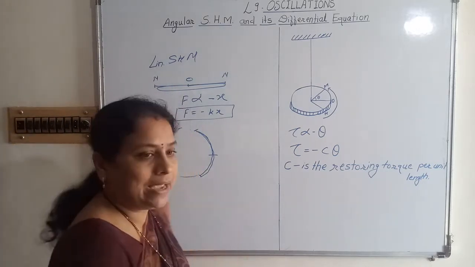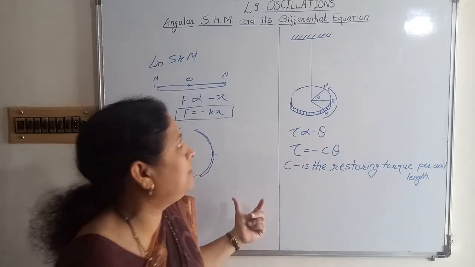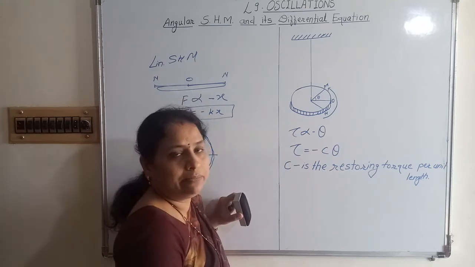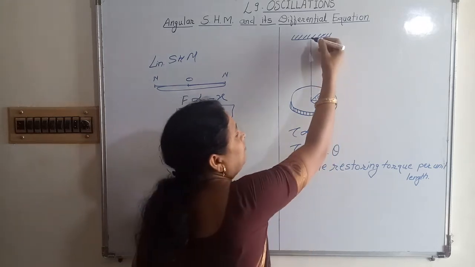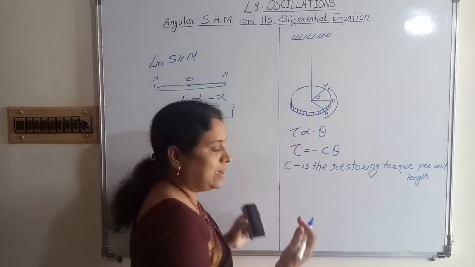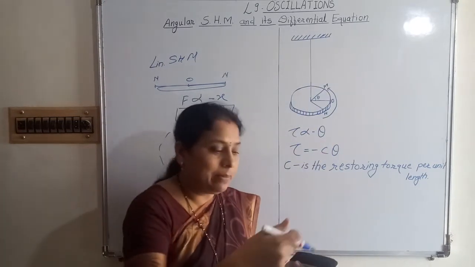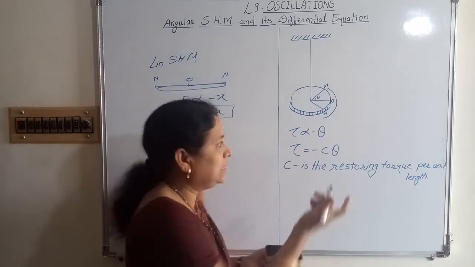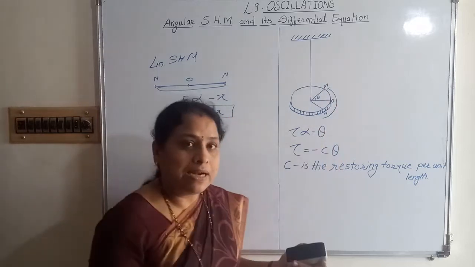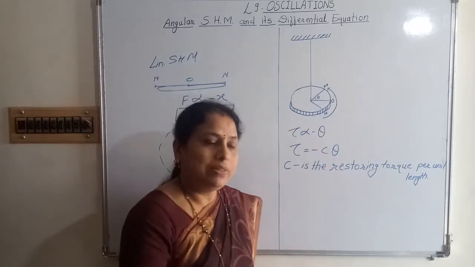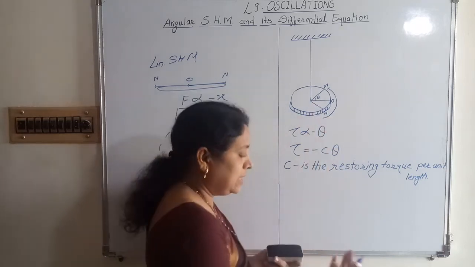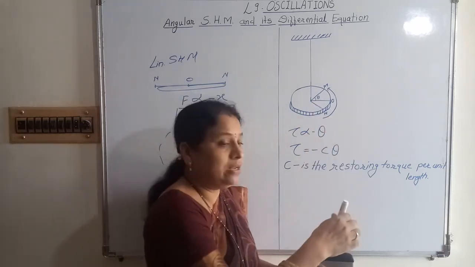To explain angular simple harmonic motion, in your book there is one example, that of the torsional pendulum. Here, a thin wire is attached to a rigid support, and at the other end of the thin wire, a heavy circular metal disc is attached. The metal wire is elastic. Sometimes it may be a nylon wire also.